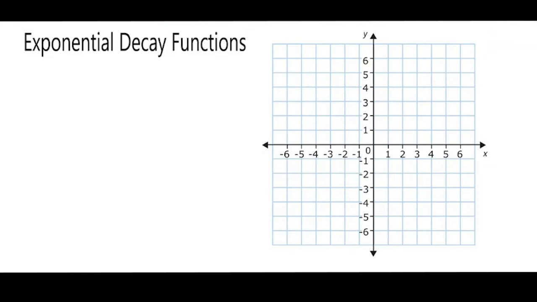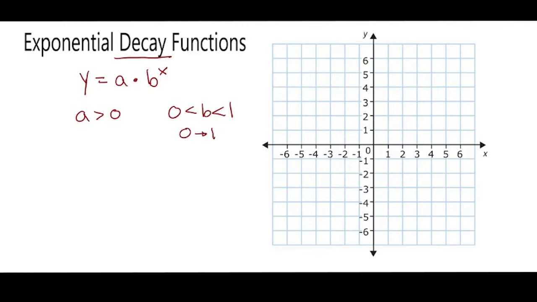Hey guys, today we are talking about exponential decay functions. All right, remember that an exponential function is of the form y equals a times b to the x power. Well, an exponential decay function is where a is greater than 0 and 0 is less than b is less than 1, which means that it falls somewhere between 0 and 1.